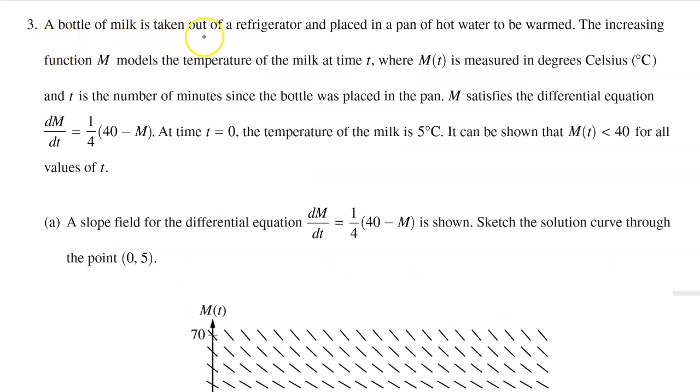A bottle of milk is taken out of a refrigerator and placed in a pan of hot water to be warmed. The increasing function m models the temperature of the milk at time t, where m of t is measured in degrees Celsius, and t is the number of minutes since the bottle was placed in the pan. m satisfies the differential equation dm/dt equals 1/4 (40 minus m). At time t equals 0, the temperature of the milk is 5 degrees Celsius. It can be shown that m of t is less than 40 for all values of t.